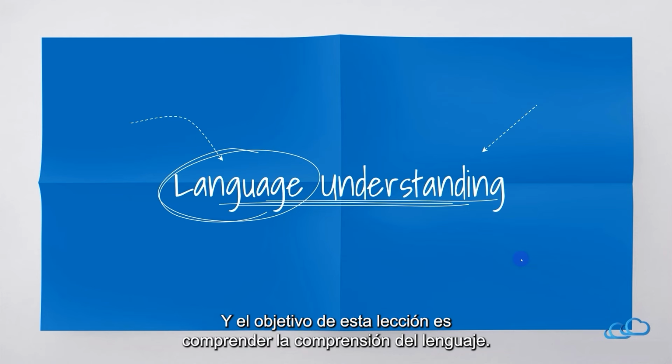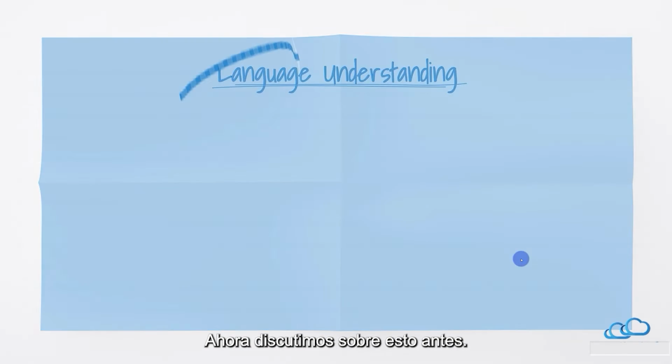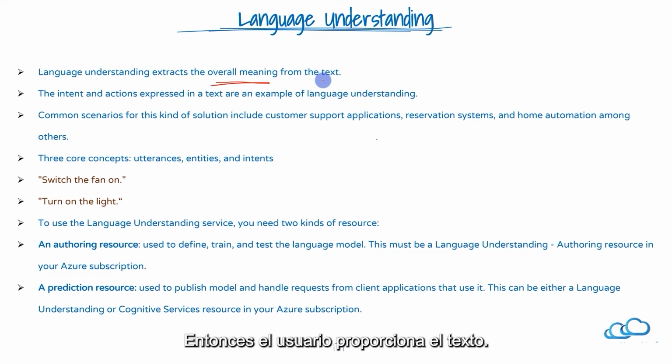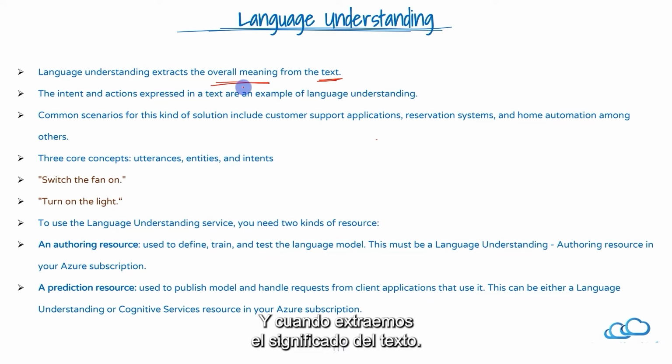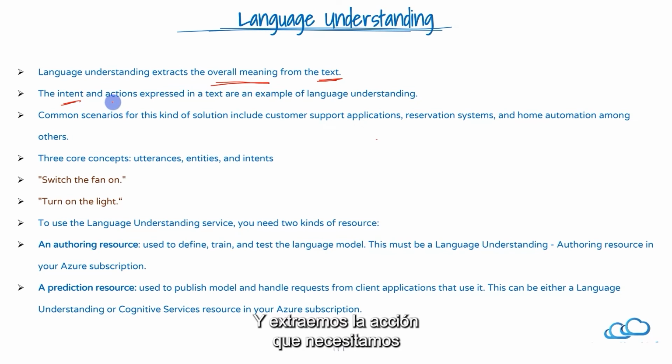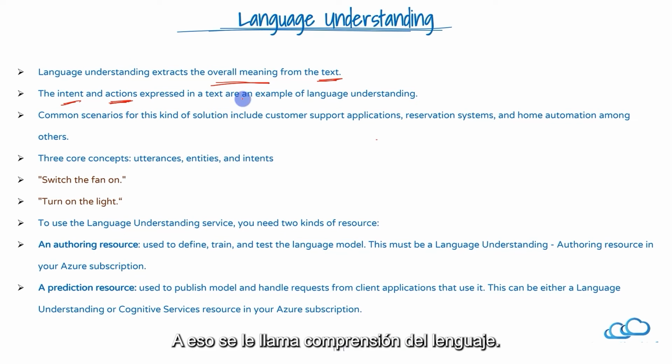Hello friends, welcome back. The goal of this lesson is to understand language understanding. We discussed earlier that language understanding extracts the overall meaning from the text. The user provides the text as input, and when we extract the meaning, we extract the intention behind the text and the action we need to take, or the action expressed in the text. That is called language understanding.